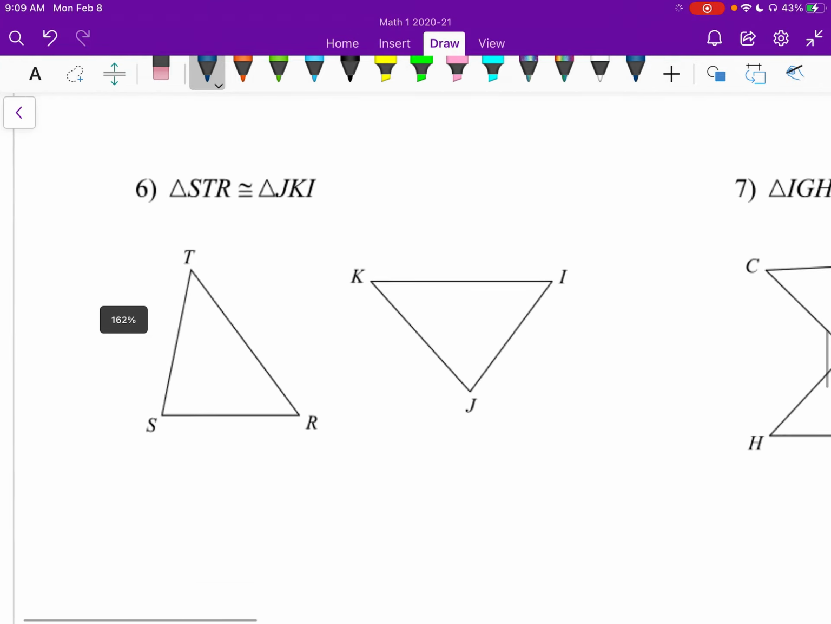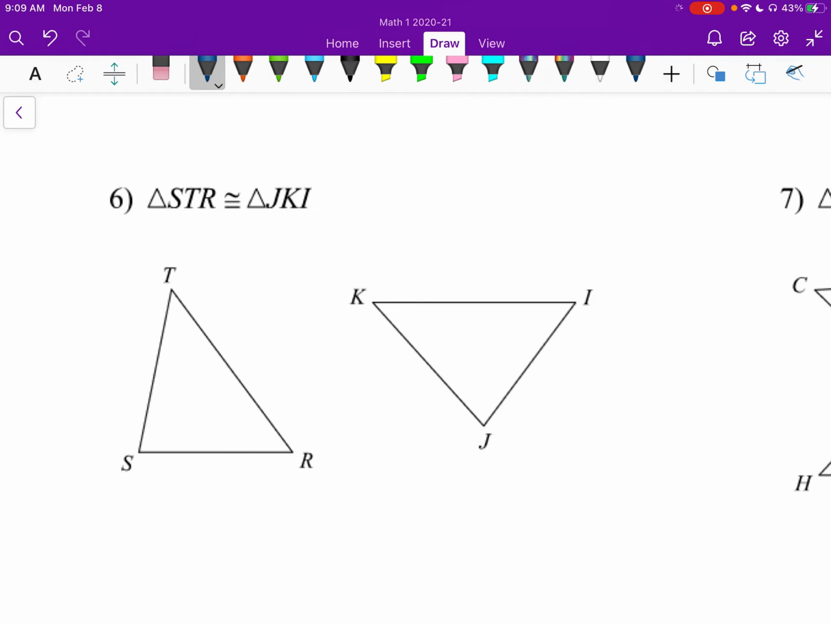Number 6. S, that's talking about our left triangle. S gets a swoop, and J gets a swoop. T is a new angle, and it's congruent to K. And last we have R and I.